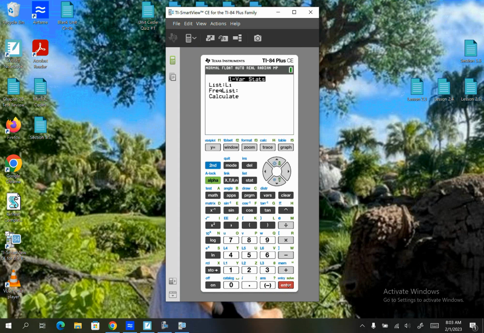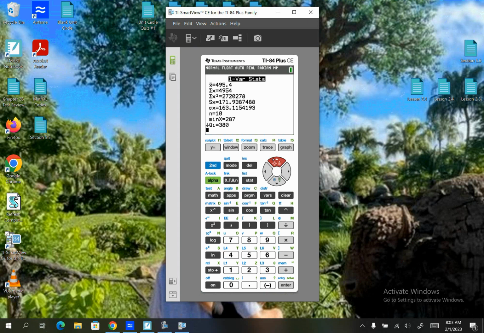If you look at the stat button, right above the stat button, it says list. So if you hit second list, you can make it list 2 or list 3, and that's whatever column it'll use to calculate data. Frequency list, you don't have to worry about that. That's only if you want data values to occur more than once, which we don't. And then calculate, we're just going to hit enter, and then it's going to give you this big list of stuff. If you scroll down, you're going to see a few more items at the bottom.